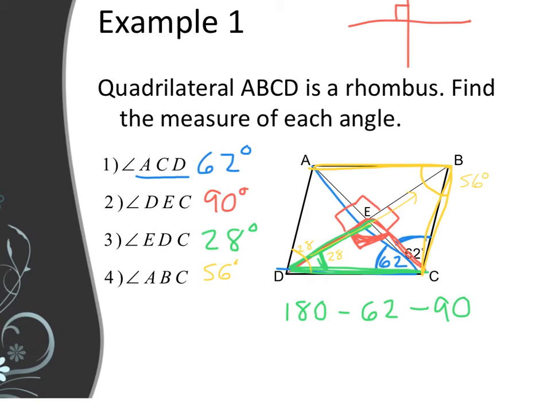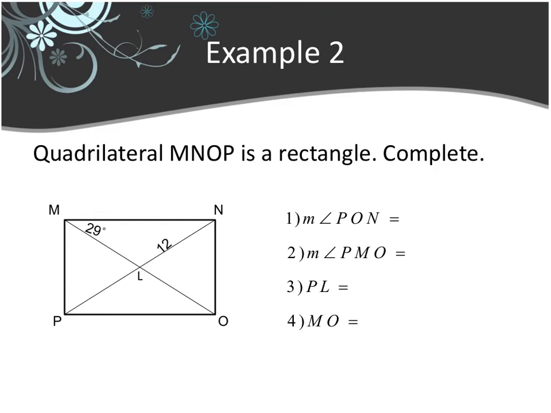All right, ready for the next example? Quadrilateral MNOP is a rectangle. We need to find the measure of angle PON. It's 90. Remember, in a rectangle, all four angles are going to be 90.